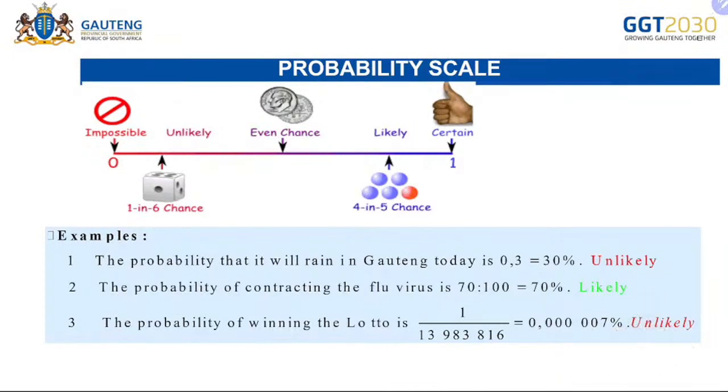The probability of winning lotto, that one, we have a 1 chance out of 13,983,816 chances. So you are able to see that it's unlikely. We can't approximate it to 0 because there are people who are actually winning lotto. Hence, there is a chance of it being won, but the chance is very small. Hence, we approximate to unlikely.